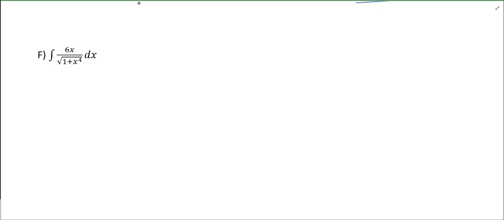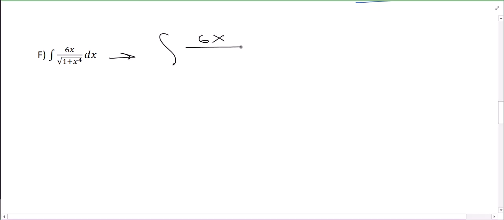My first instinct is to say no, but I see that I have an x there, and x is the derivative of x squared. So I know I can write the x to the fourth as x squared squared. So I'm going to rewrite this as the integral of 6x over the square root of 1 plus x squared squared. And we've done this before in a prior video.